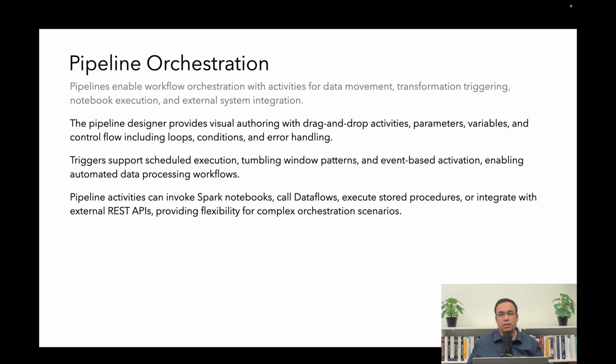Pipeline activities can invoke many different operations. You can invoke Spark notebooks, passing parameters and getting return values. You can call data flows to execute transformations. You can execute stored procedures in a warehouse. You can even call external REST APIs to integrate systems outside of Fabric. This flexibility should enable you to orchestrate complex workflows that span multiple systems and tools.